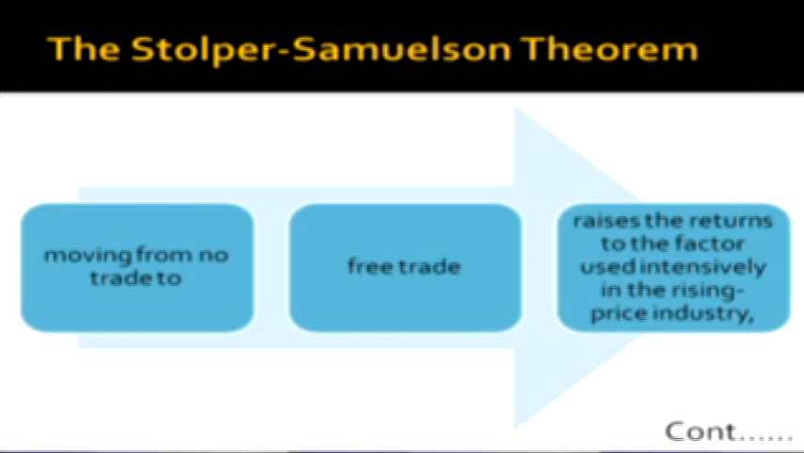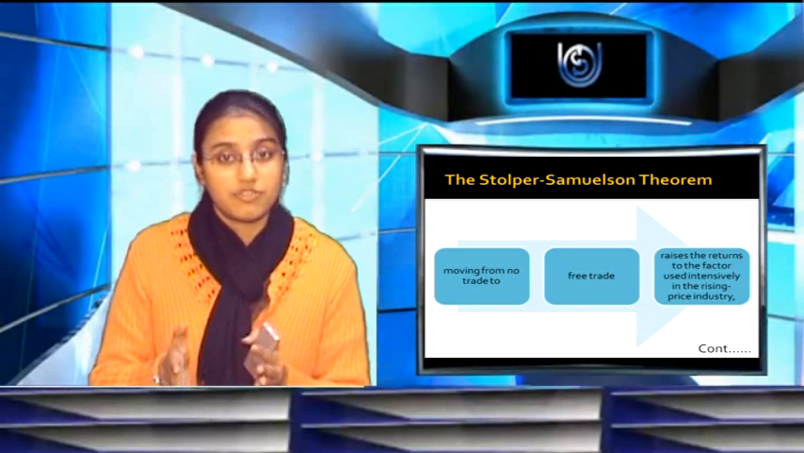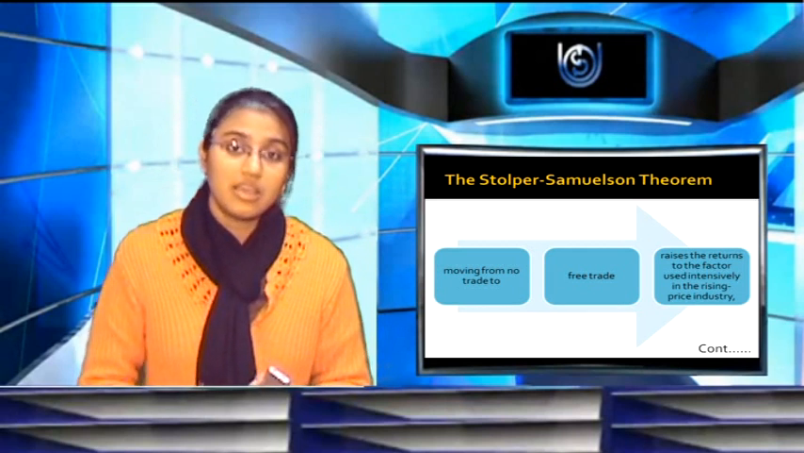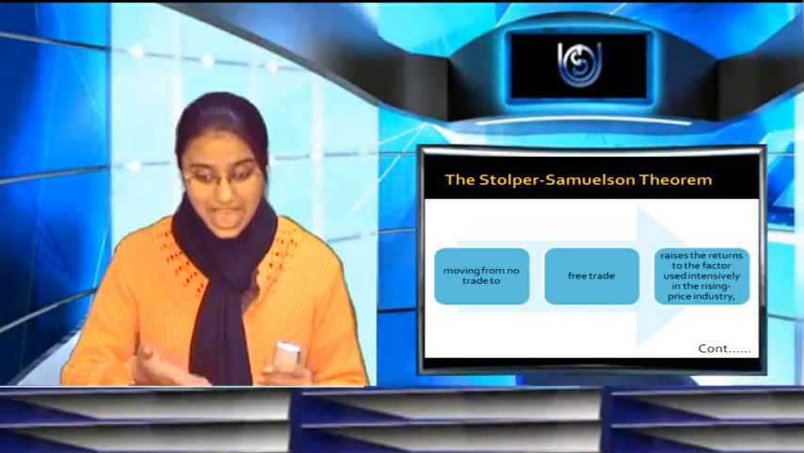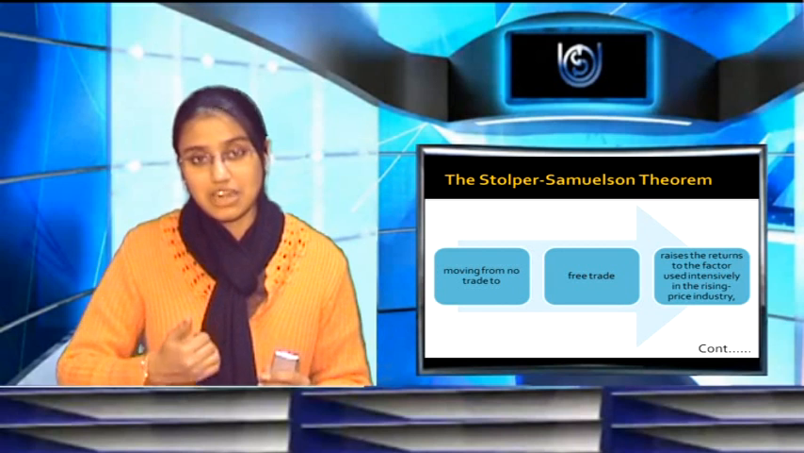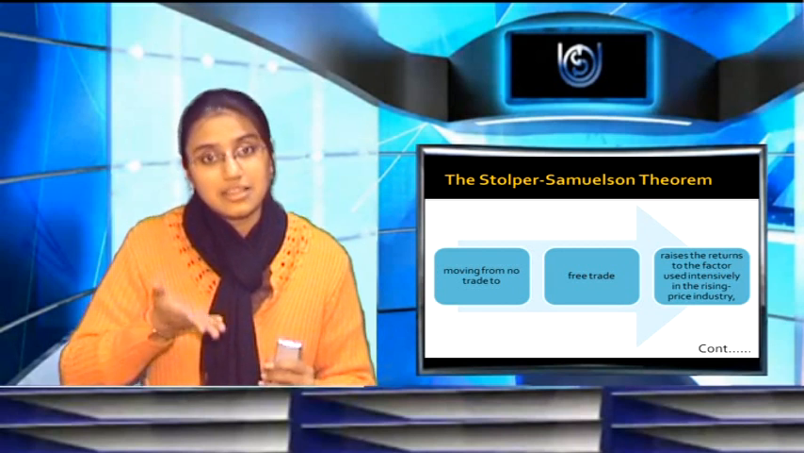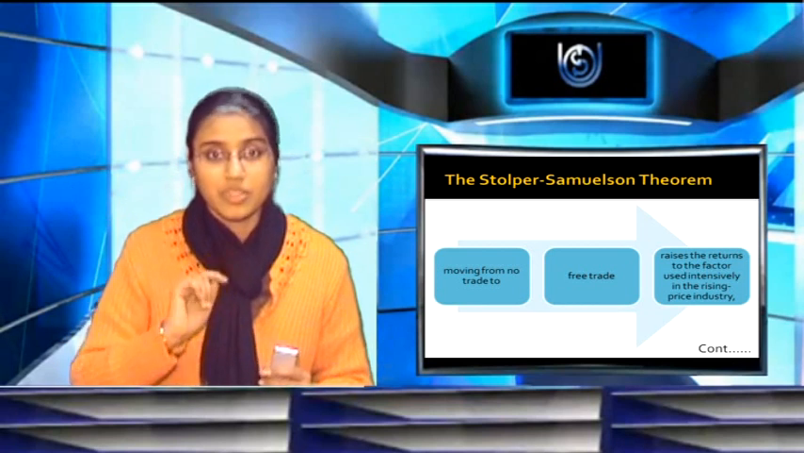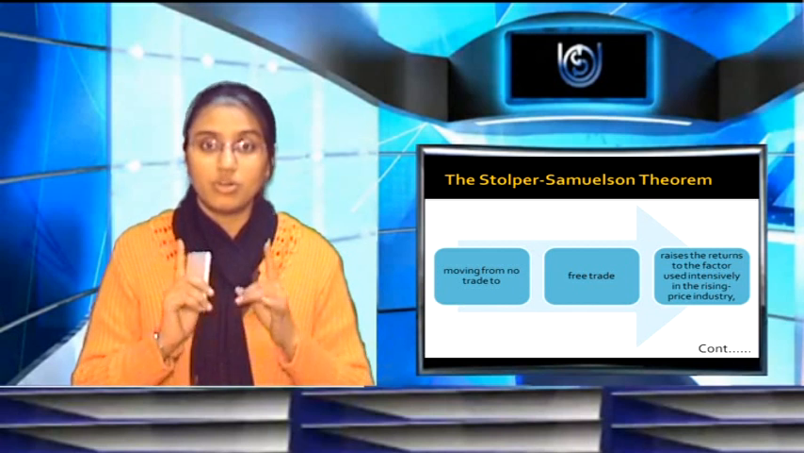So the biggest contribution by the SS theorem is that it focuses on the factor price. This theorem basically leads trade to free trade. It gives the trade the name of free trade, that there must be free trade, which raises the return to the factors used intensively in the rising price industry. That means as the price increases in that particular industry, automatically the factor price is going to rise, and this rise of a factor affects all the prices of that particular trade.